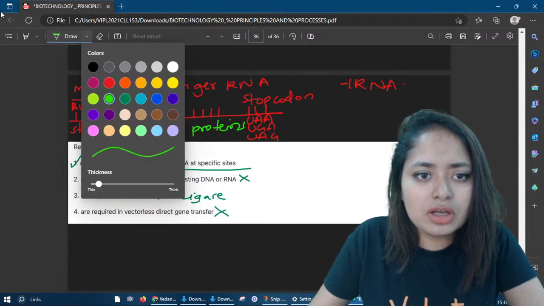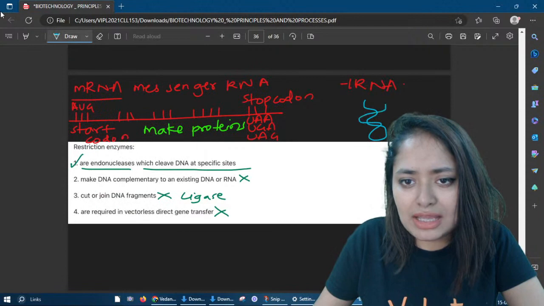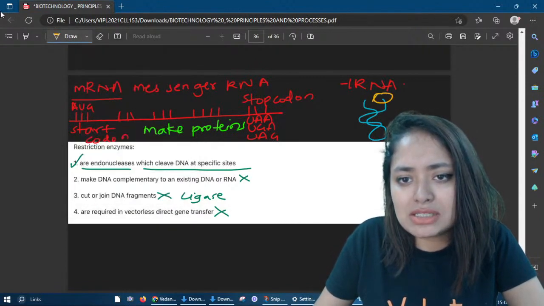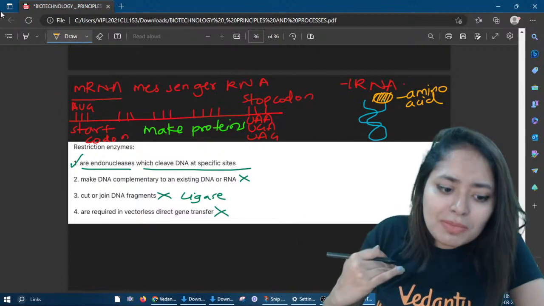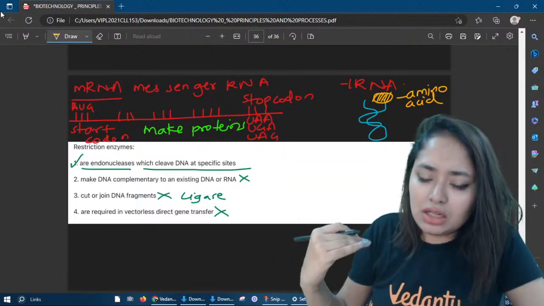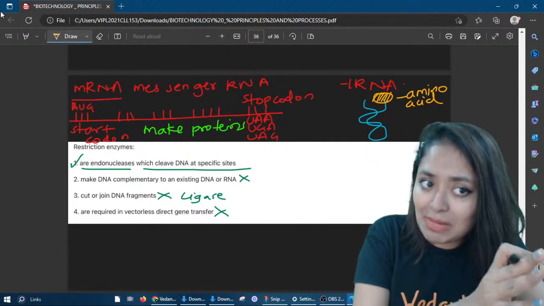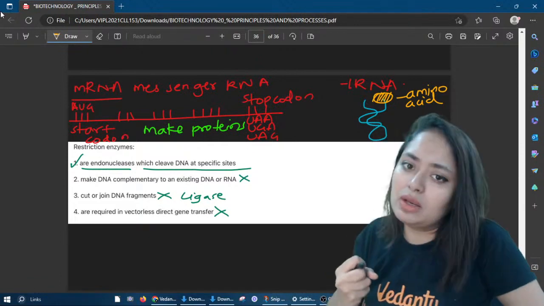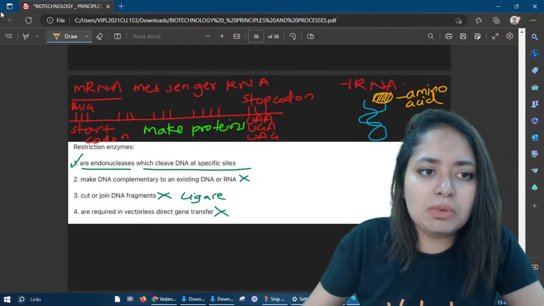Why is tRNA different? tRNA has a structure like this, which is responsible for bringing amino acids that are used for making proteins. This is the amino acid. The amino acid is brought by tRNA. So bringing the amino acid is the job of the tRNA during protein synthesis. mRNA holds the information for making protein. tRNA brings the amino acid for making proteins. Perfect, everybody. This was one question that people had.